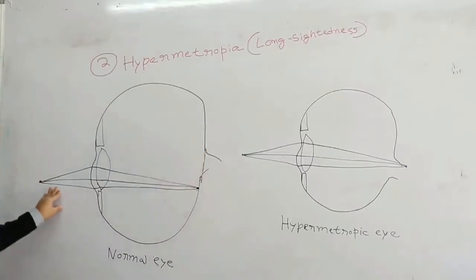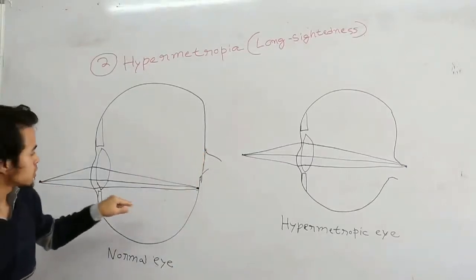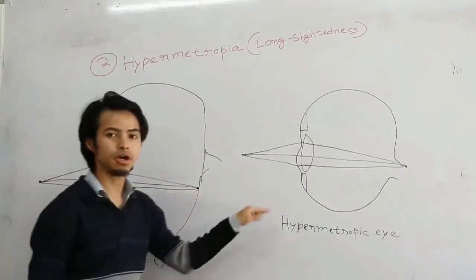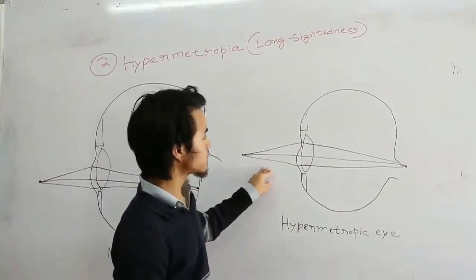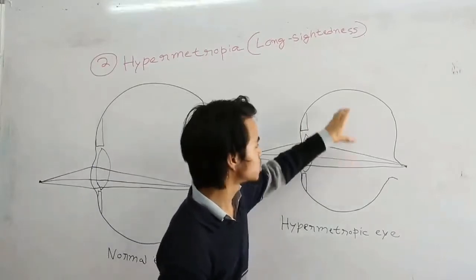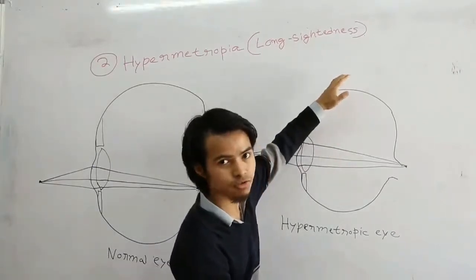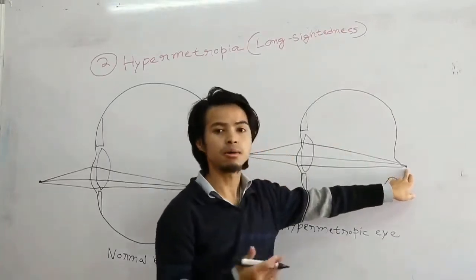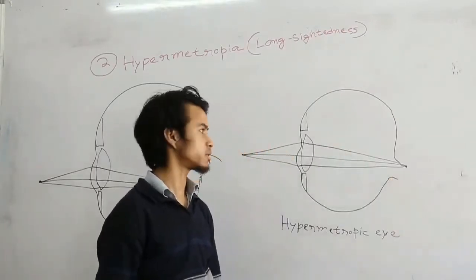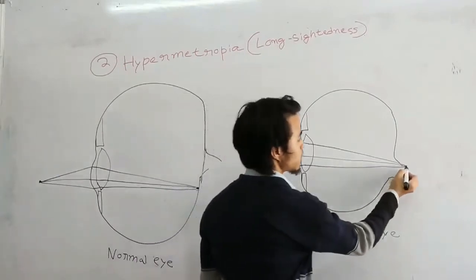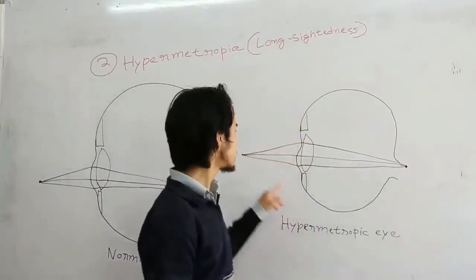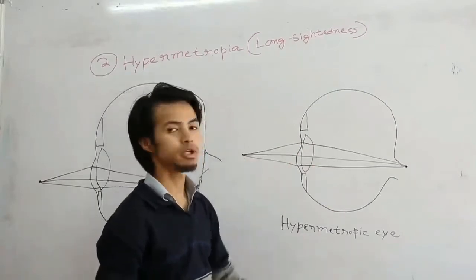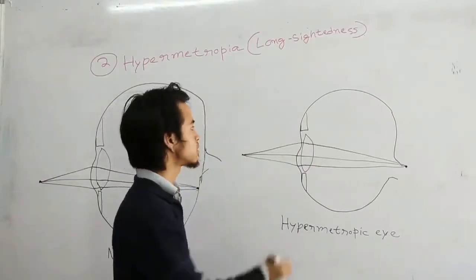In a normal human eye, the light rays coming from the object are formed exactly on the retina. But in a hypermetropic eye, the light rays will get converged, but because the size of the eyeball is decreased, they will be formed at the back of the retina. So we cannot see the object clearly. The image of the object will not be clear, or it is blurred.